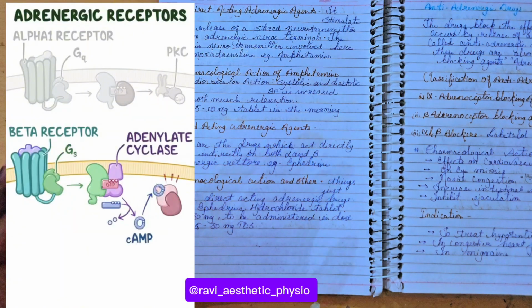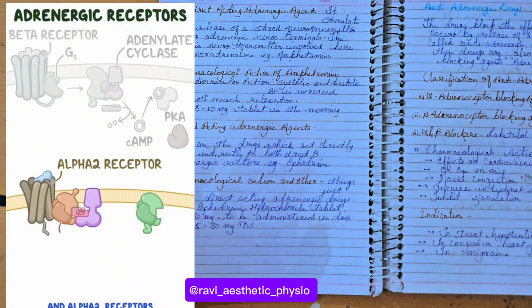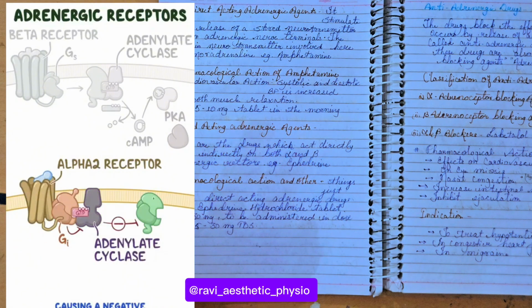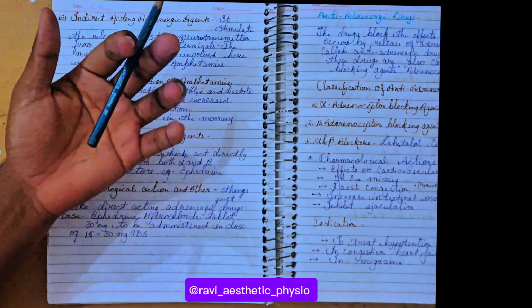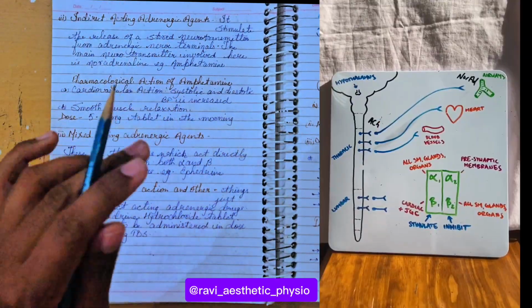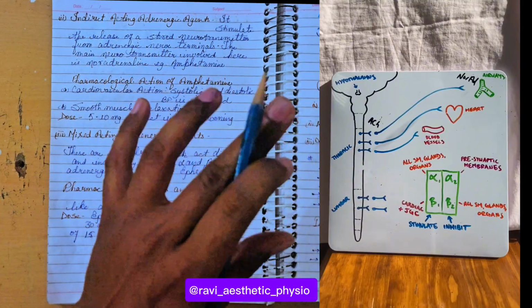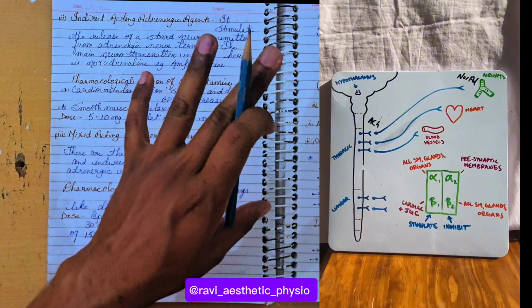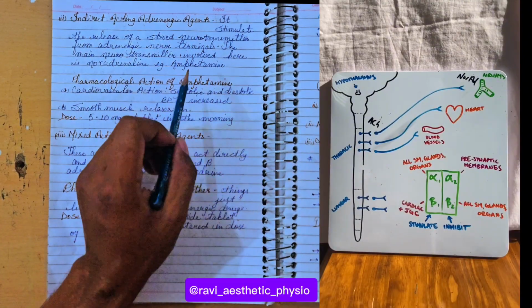Next is the indirect acting adrenergic agent. It stimulates the release of stored neurotransmitter from adrenergic nerve terminals. The main neurotransmitter involved here is noradrenaline. A drug example is amphetamine. If the patient is taking amphetamine, it acts indirectly to activate the nerve terminals and send the signal from one neuron to another, activating signals in different parts of the body for different pharmacological actions. So there is one drug, amphetamine.